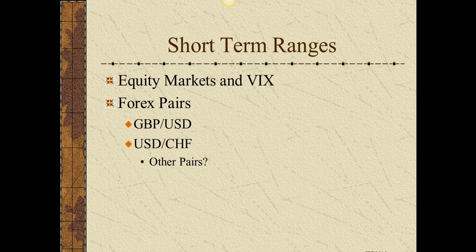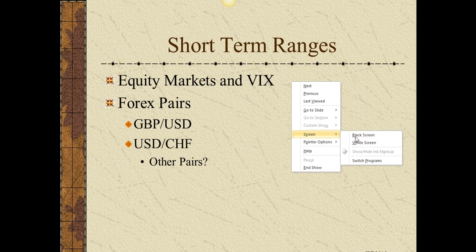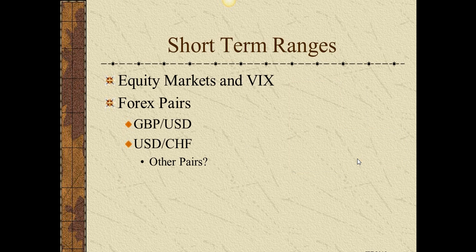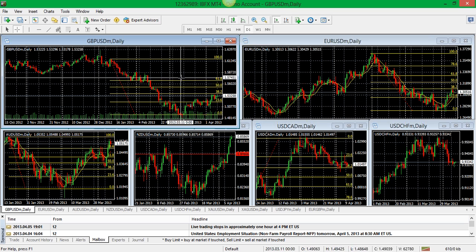So things have changed. The pound US dollar, not so much of a range. We'll look at that. But the US dollar Swissy, a little bit of a range, but there's a new one that's come up, and it's the US dollar Canadian. So I want to show you that first. Let's look at, just so you can see, the pound versus the US dollar as of late, again, shorter term.